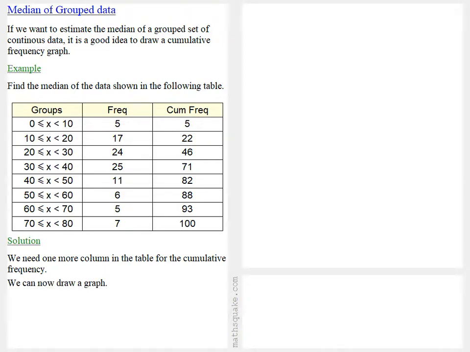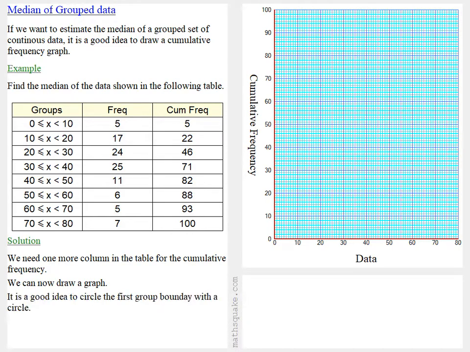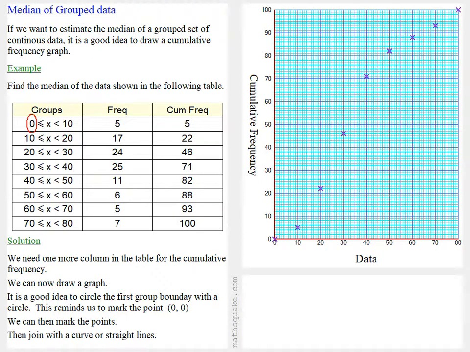We can now draw out a graph grid. It's a good idea to circle the first group boundary with a circle. This reminds us to mark the point (0, 0). So we can then mark all the points. Now they are (0, 0), (10, 5), (20, 22), (30, 46), (40, 71), (50, 82), (60, 88), (70, 93), and (80, 100). We can then join with a curve or straight lines.